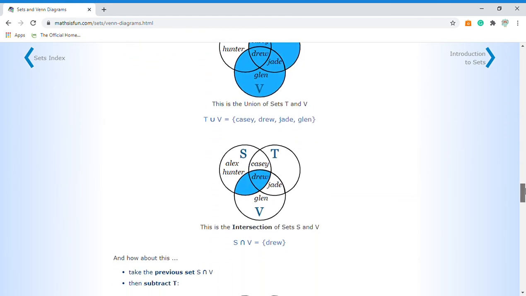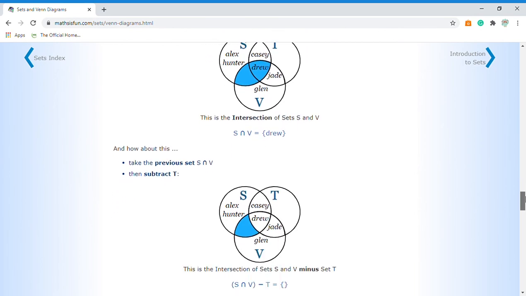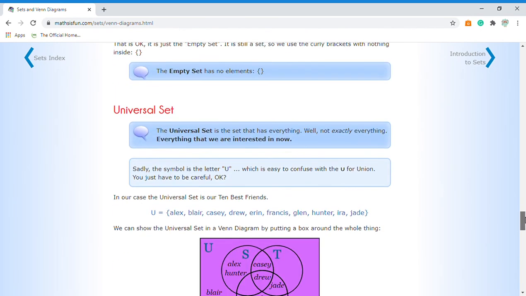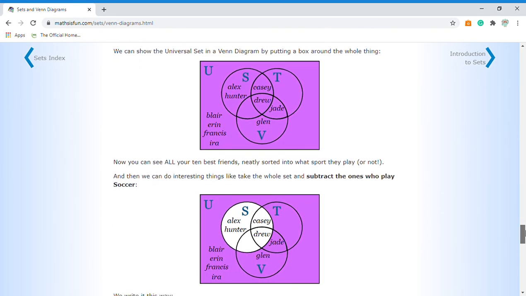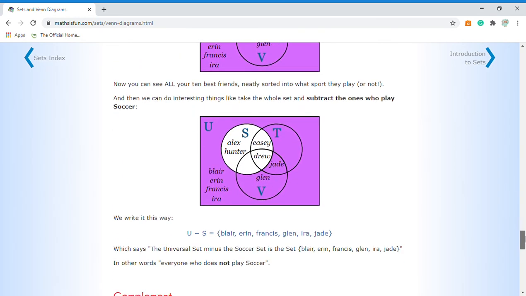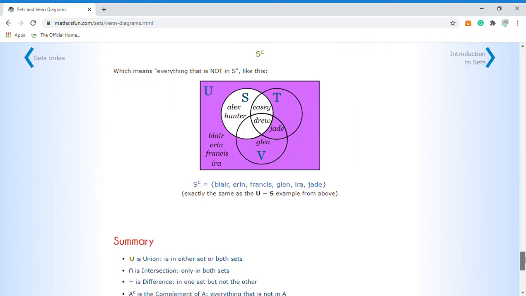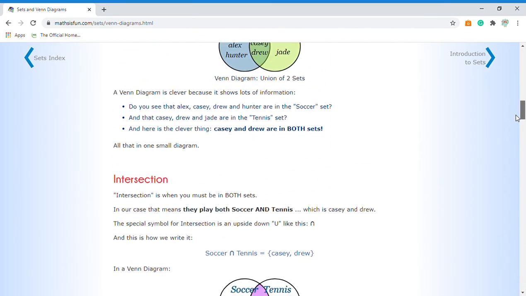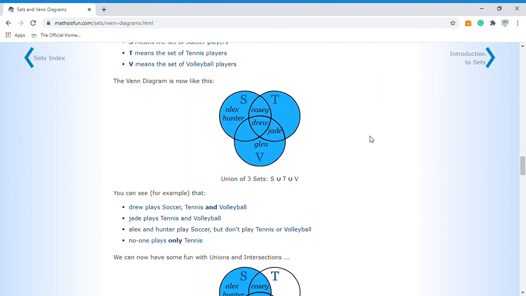Here they are just showing some more examples and talking about intersections and unions. We really don't have to worry about that. Don't worry about all of those mathematical terms. I want you guys only to focus on these and be able to read them.